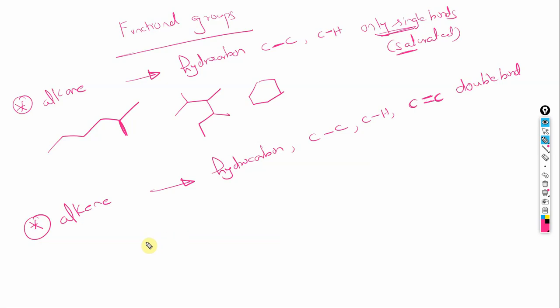So an example of an alkene would be something like that. That is an example of an alkene as well. And you can have multiple double bonds as well. So you can have a double bond that looks like that. This is also an alkene. This is a monoalkene. This is a dialkene. So as long as you have at least one carbon-carbon double bond, you call this an alkene.